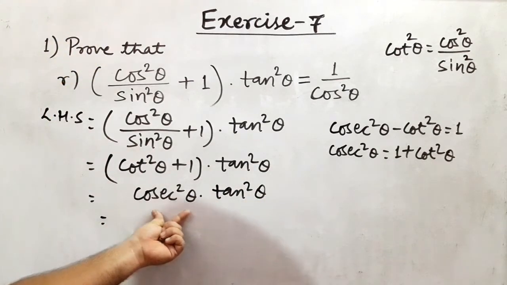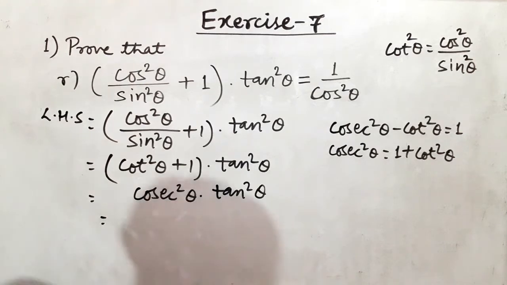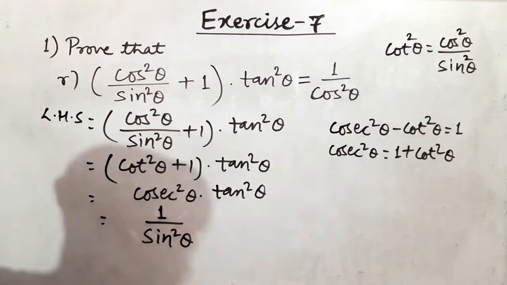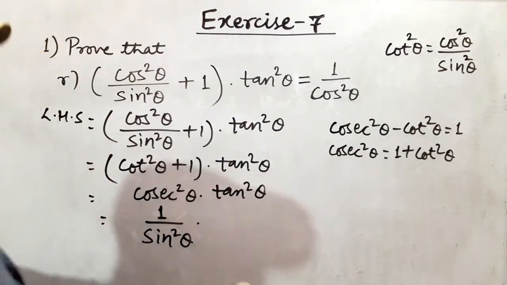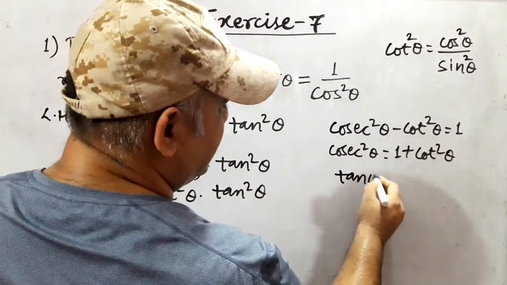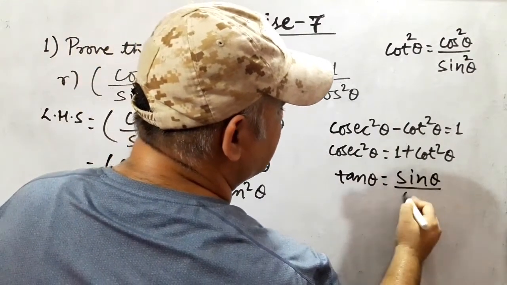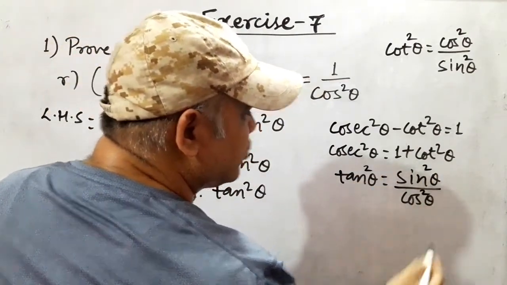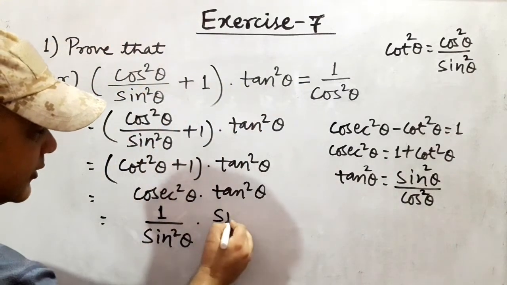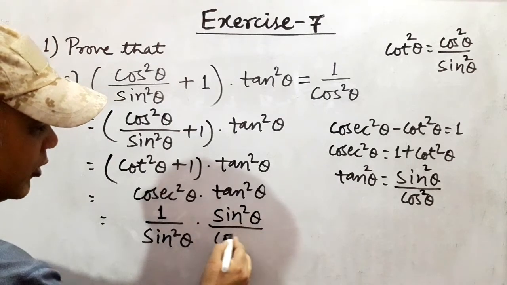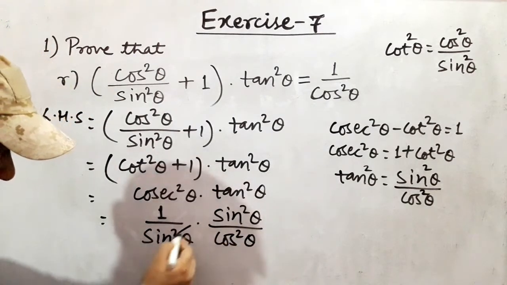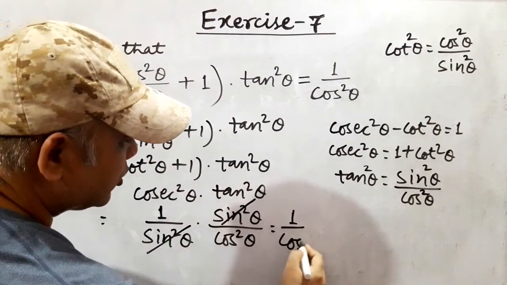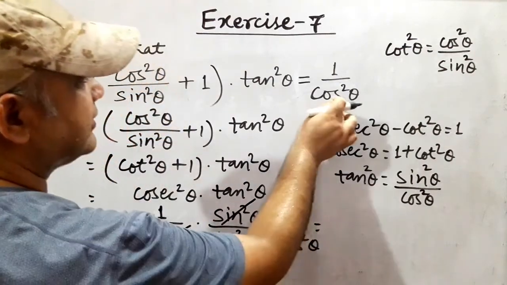Cosec theta equals to 1 by sin theta from reciprocal relation. So I can write cosec square theta equals to 1 by sin square theta, into tan theta equals to sin theta by cos theta. Let's see, tan theta equals to sin theta by cos theta from quotient relation. Then tan square theta can be written as sin square theta by cos square theta. So in place of tan square theta, I can write sin square theta by cos square theta. Here the denominator sin square theta and the numerator sin square theta get cancelled. We have 1 by cos square theta, which is our right hand side.